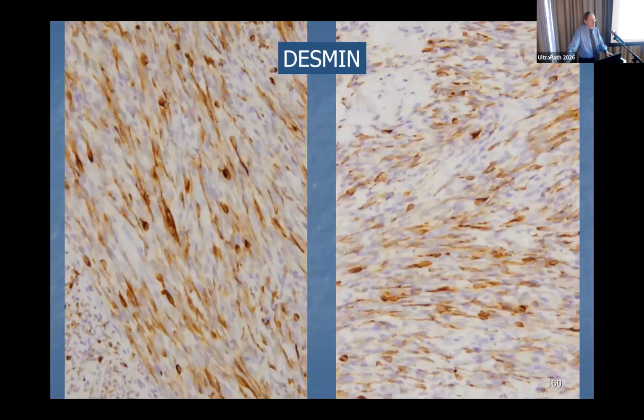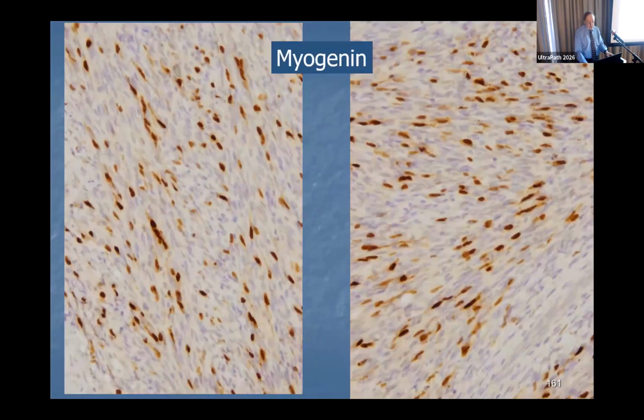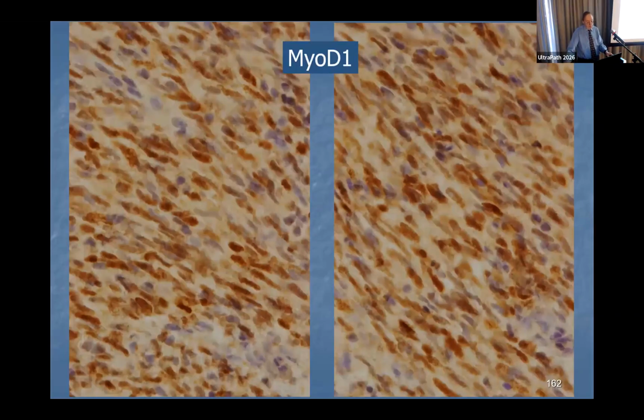So then we go on to desmin. You can see the desmin positivity here, myogenic positivity, and this is nuclear MyoD1. So this is a spindle cell type rhabdomyosarcoma. And I did a terrible thing to my colleagues. I showed them the H&E, and they said, "Oh, great, that's an infantile fibrosarcoma." And then I handed them the MyoD1, and they said, "Oh, it's not." So you can be very confused with these.